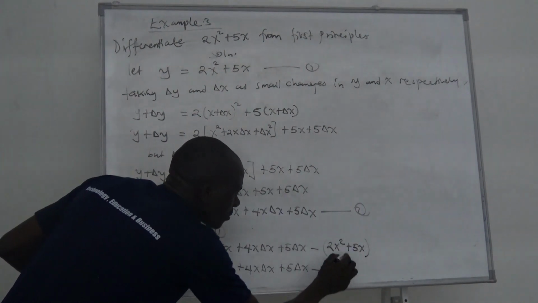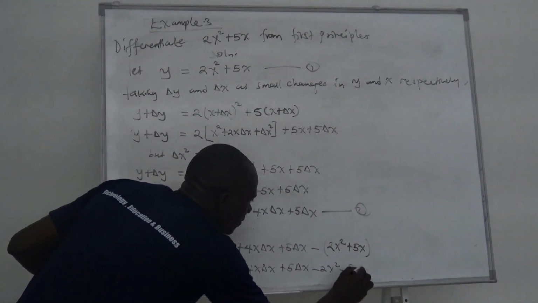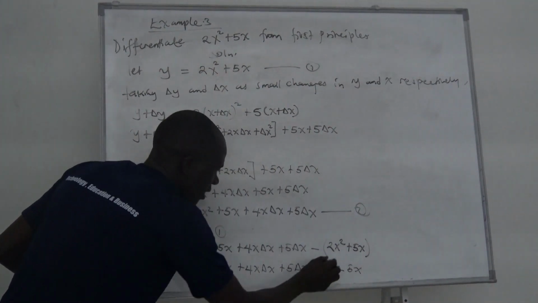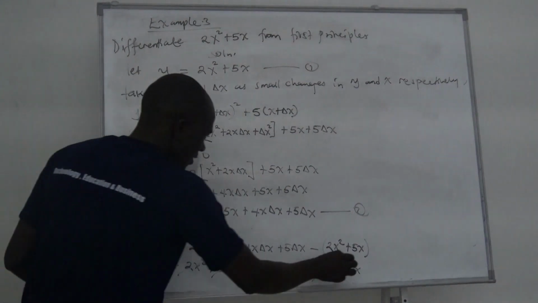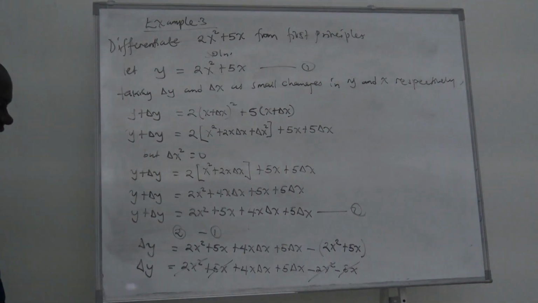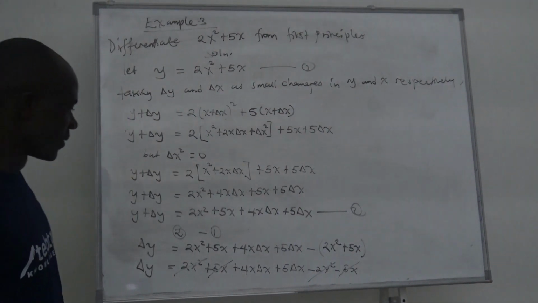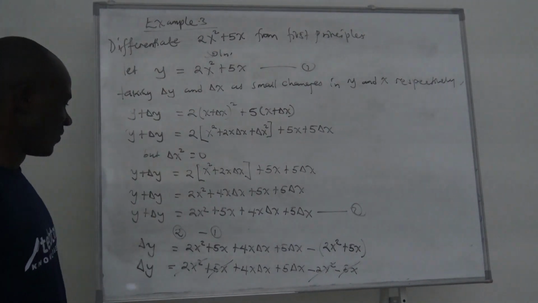Now, you get a minus 5x. Mathematically, 2x squared plus 5x cancels with the terms subtracted. So, what do we remain with?